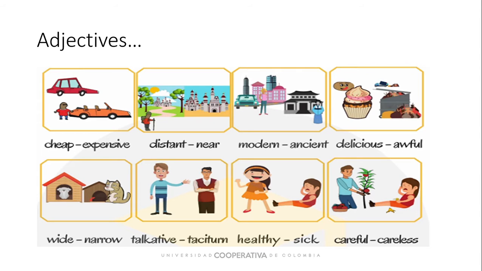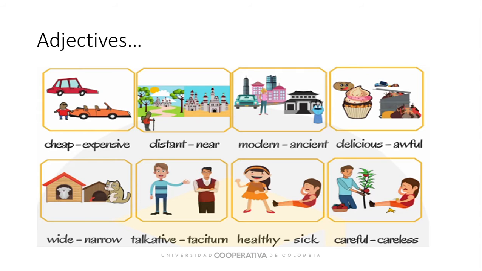Adjectives can have a positive meaning or a negative meaning. Then we can say that adjectives can describe a situation, an object, or a subject in a good way, or we can describe them in a bad way.